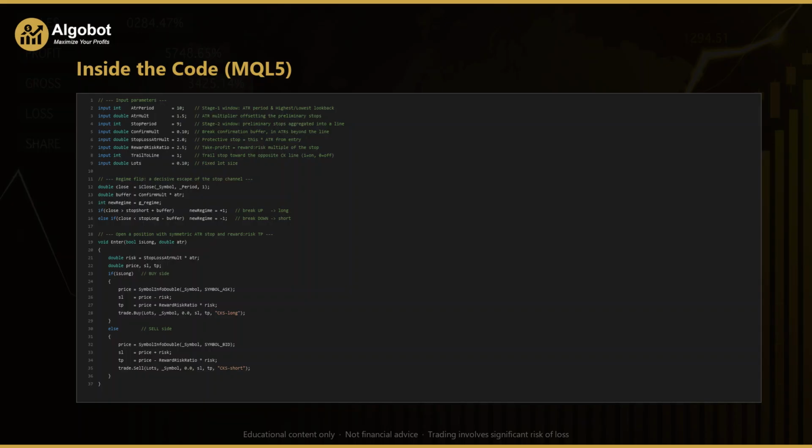Below that is the regime logic. The code reads the close of the last completed bar and computes the buffer as confirm multiple times the ATR.